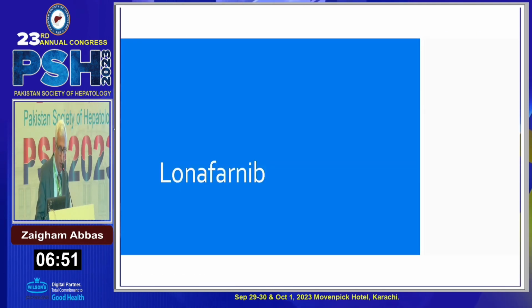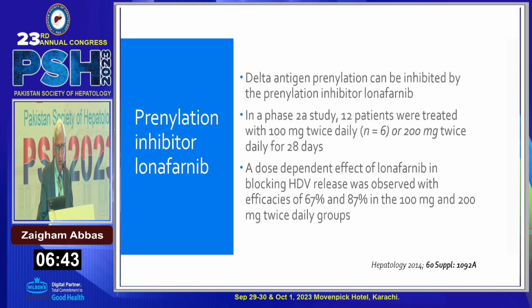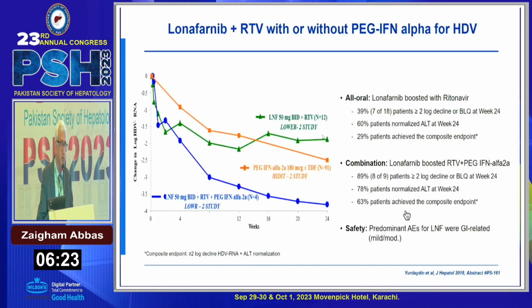Coming to lonafarnib. Lonafarnib, as we have seen, prevents the prenylation of the viral receptors of delta antigen. This is a drug that was initially used in higher doses, 200 milligram twice a day and 100 milligram twice a day, but there were a lot of side effects. Later on, ritonavir was added to boost the response, and the dose of lonafarnib, which is a farnesyl transferase inhibitor, was decreased to 50 milligram twice a day.